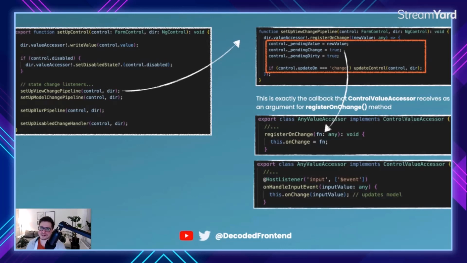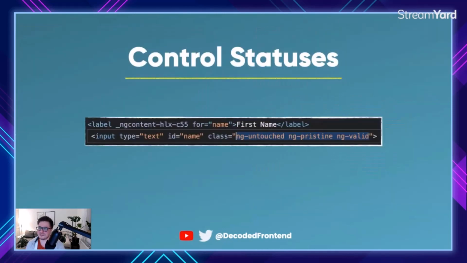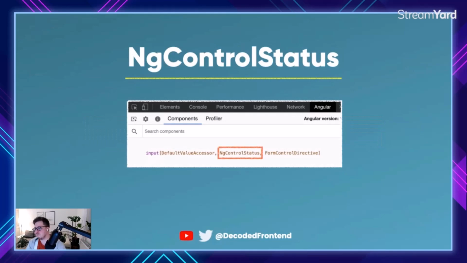Congratulations, the hardest part is over. So we move forward, but this is a pretty easy part. I'm talking here about control statuses. Again, if you're an experienced Angular developer, you have probably seen these classes like ng-untouched, ng-pristine, ng-valid. Those classes are added to every input that is being tracked by Angular forms. But where do these classes come from, who is adding them? So actually, this is the responsibility of the NgControlStatus directive.